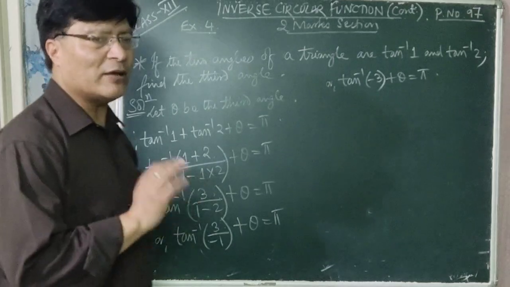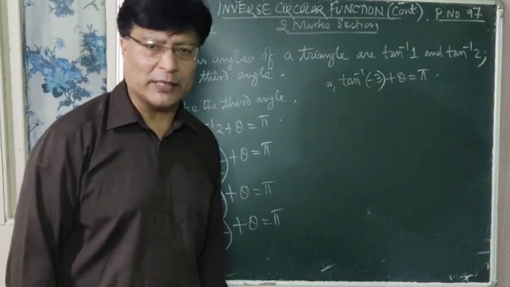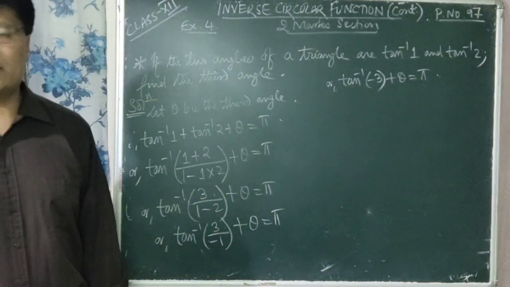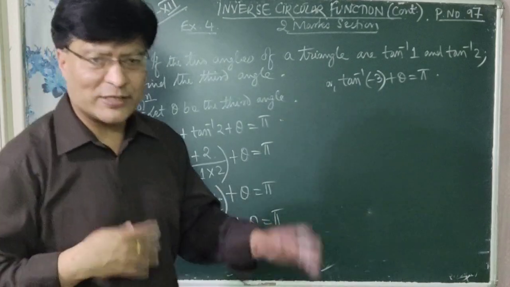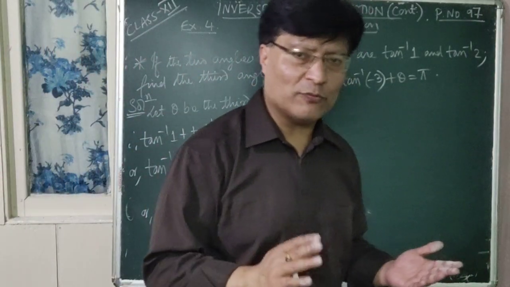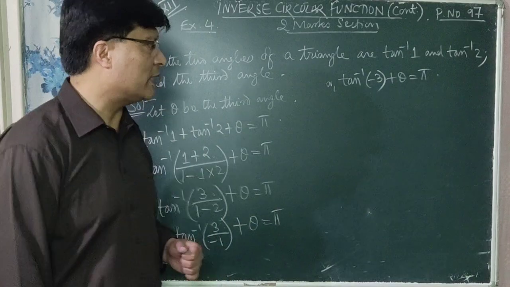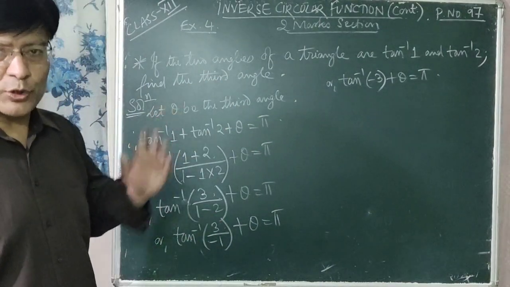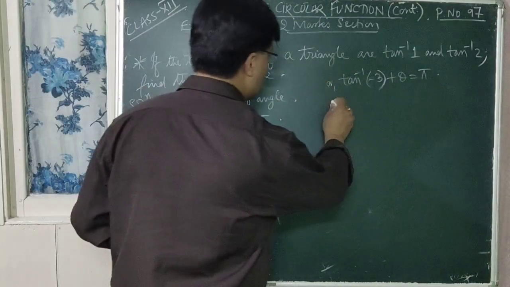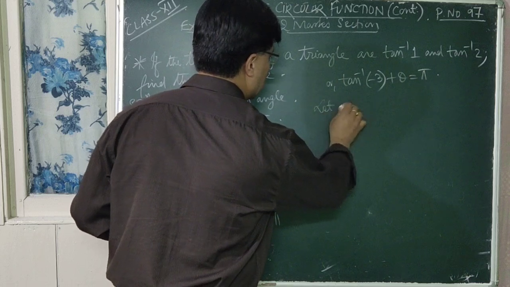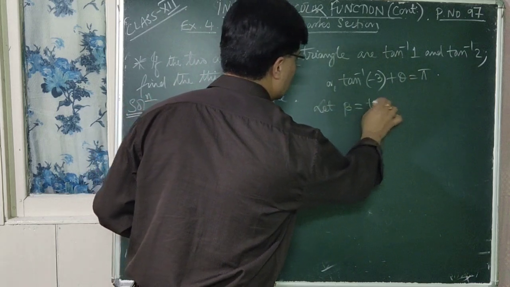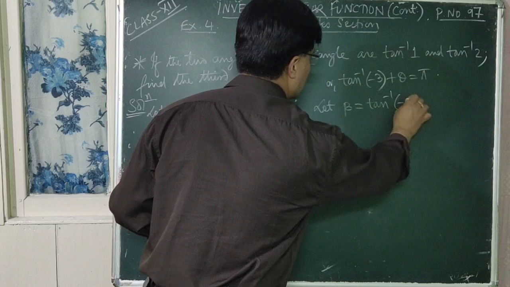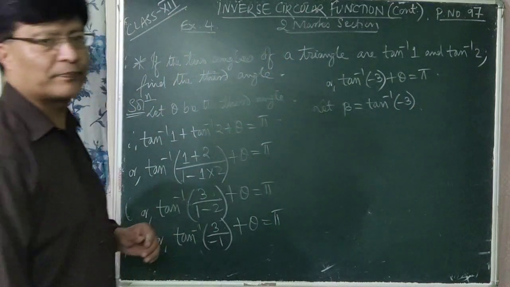Now, how can you get the value for tan inverse minus 3? But 3 is not the standard value of tan. Tan of which angle is 3? We don't know, right? So let us simplify it. So how do we simplify it? Let us assume let beta is equal to tan inverse minus 3. Okay?